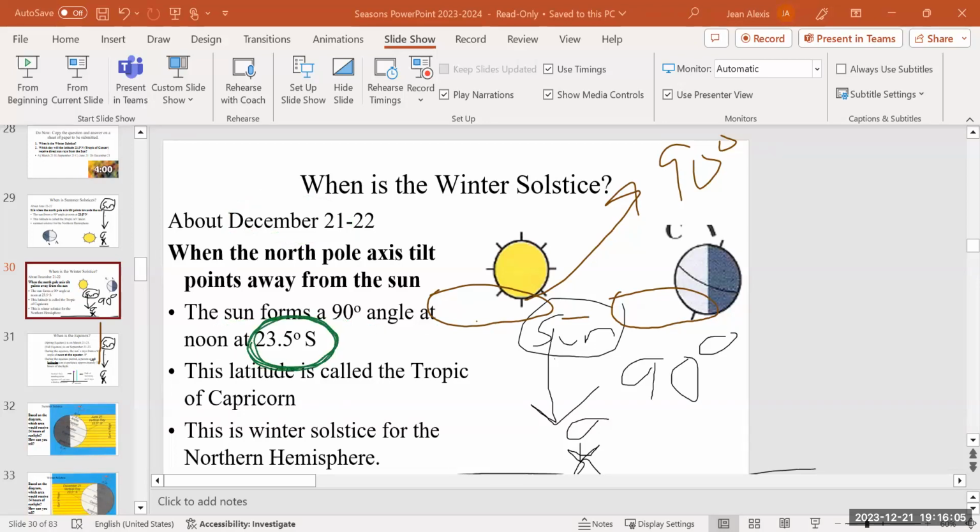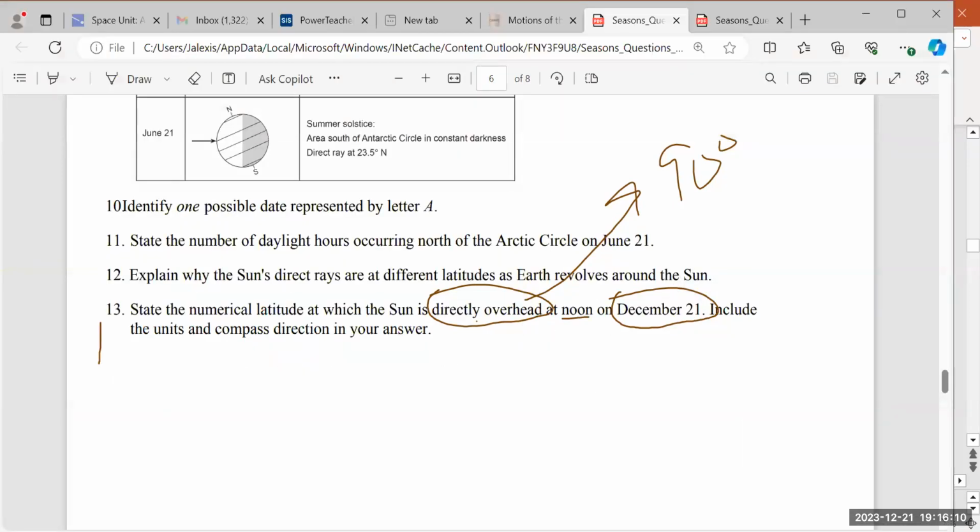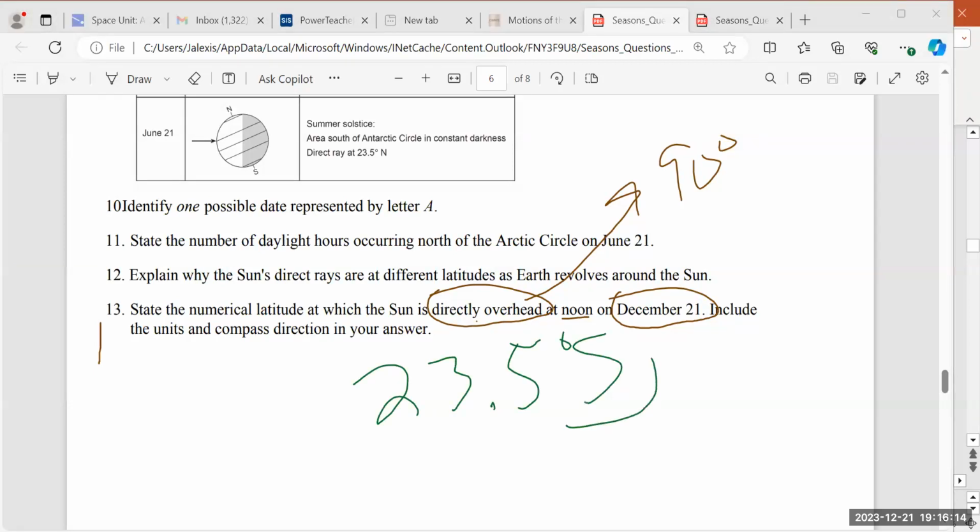23.5 degrees south. Right? And so that is our answer. Our answer is 23.5 degrees south. And yes, that's an S. It looks like a number 5, but it's 23.5 degrees south. All right. We got this.